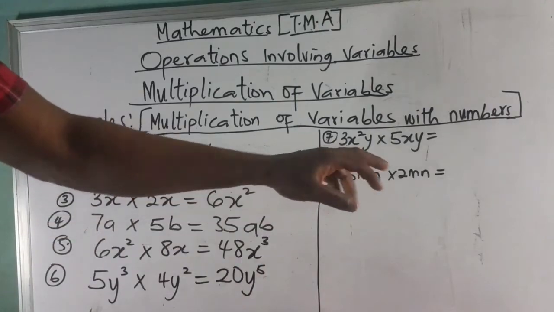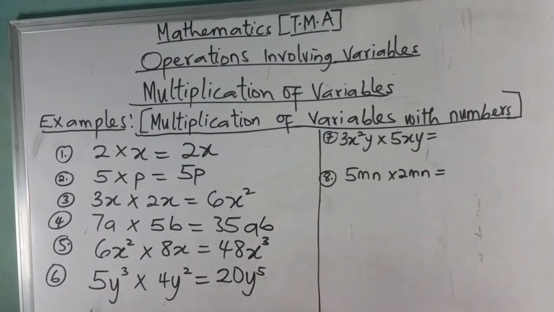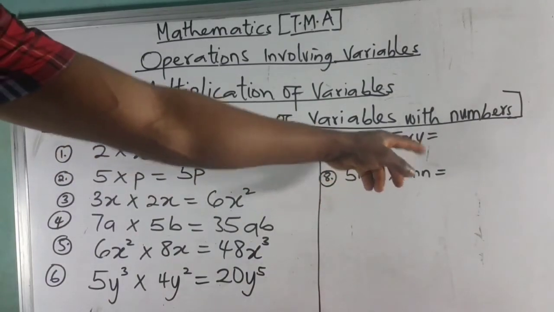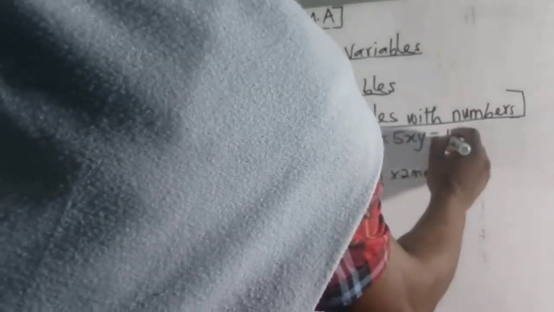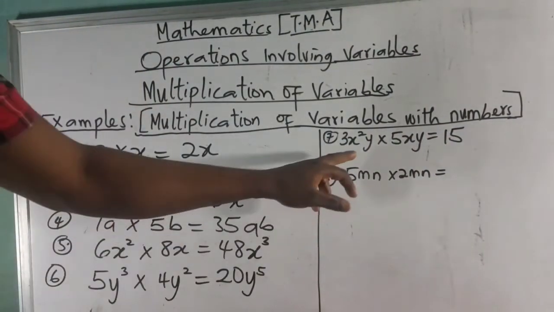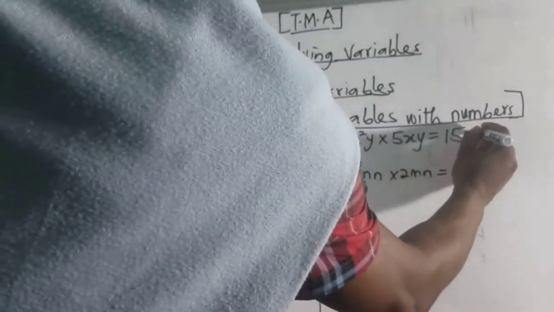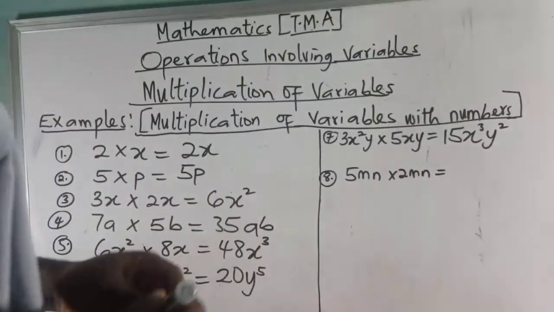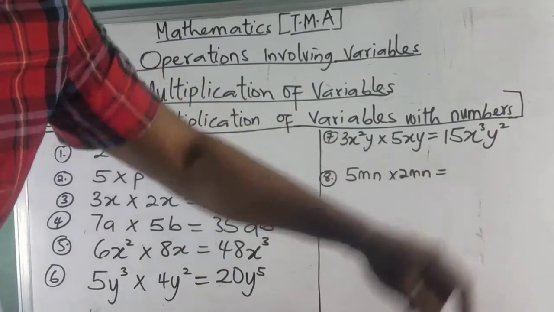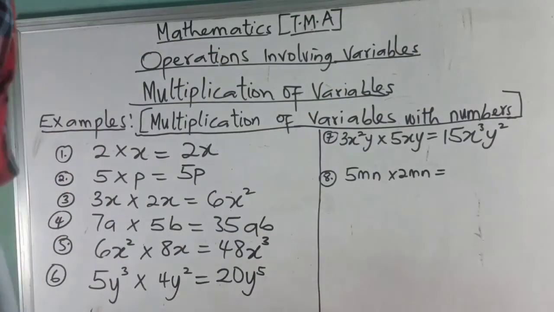The other one is, numbers first, you multiply it. So we have 3x squared y times 5xy. The first thing is to multiply numbers, that is 3 times 5, that is 15. You write the 15 first, then the same variables, you select them. x squared times x, that is x raised to power 3, and then y times y, that is y squared. They will still have to come together because they are different variables. So that's why we have 15x cubed y raised to power 2.